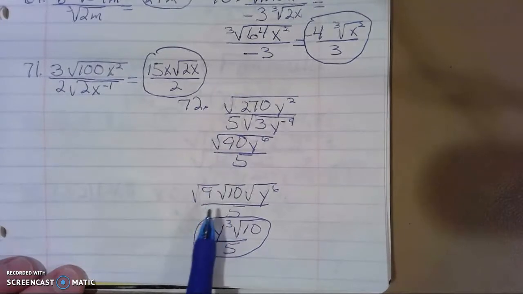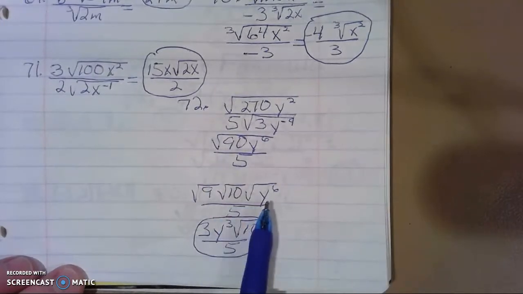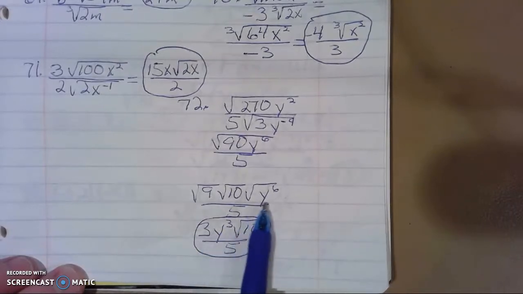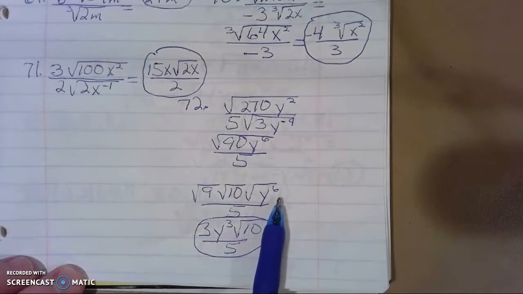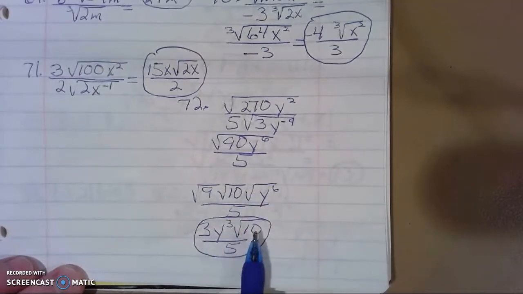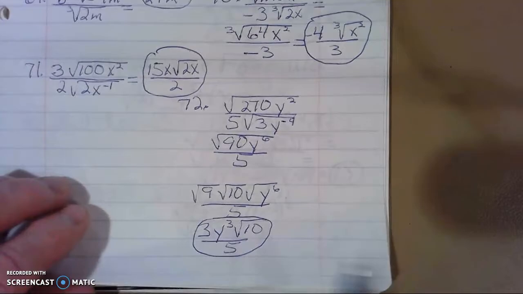Find a square root that goes into 90. 9 does, 10 times. And the square root of y to the 6th I'll leave as it is. So the square root of 9 is 3. Square root of y to the 6th is y to the 3rd, because 2 into 6, 3. Square root of 10 over 5.